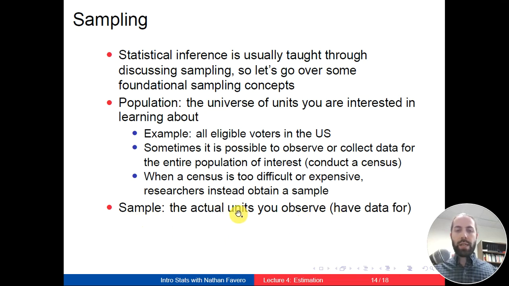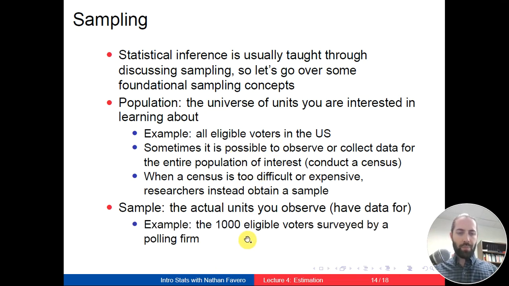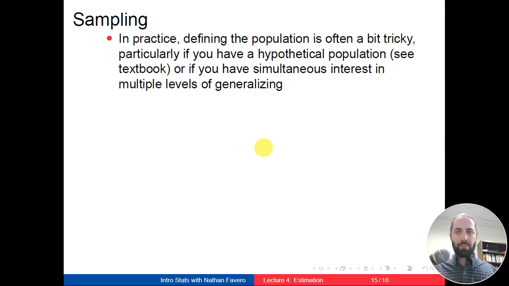So again, units, that could be individuals, that could be organizations. It depends on the particular research context. But in this case, we're talking about individuals, right? With this example of eligible voters. Maybe we're only able to talk to 1,000 of them. So we would say that those 1,000 that we talked to in our survey would be our sample, whereas our population is all eligible voters in the US.